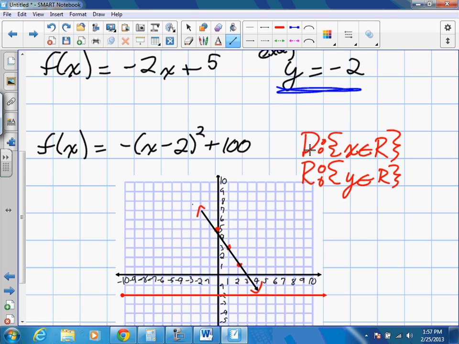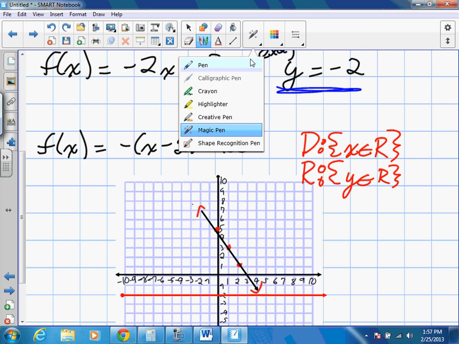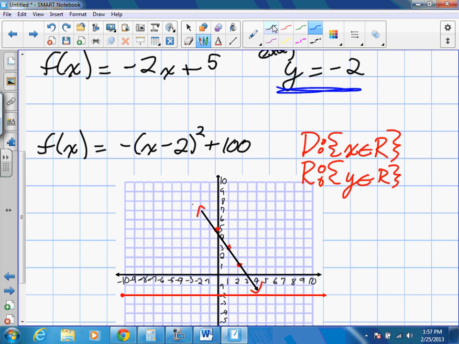Okay? So, that being our line, let's talk about first the domain. Is there anything going to be restricting this left and right, the domain of this function? Does it stop at one point? No. So how do I write the domain of this? x ∈ R. It's continuous, goes left and right forever.